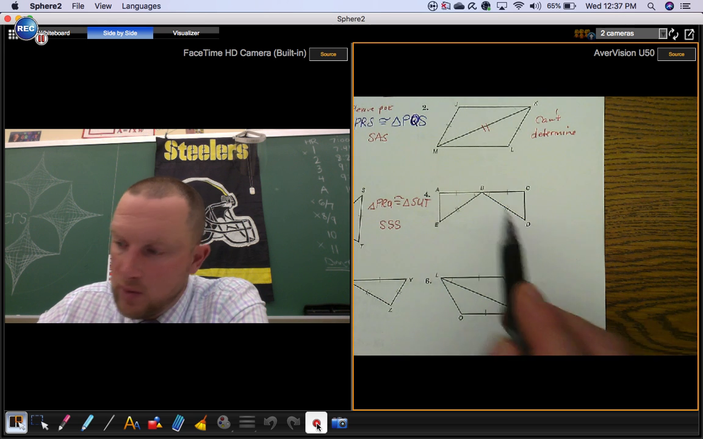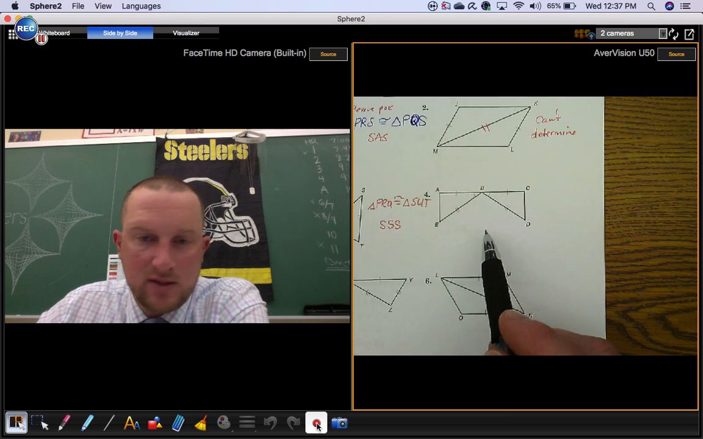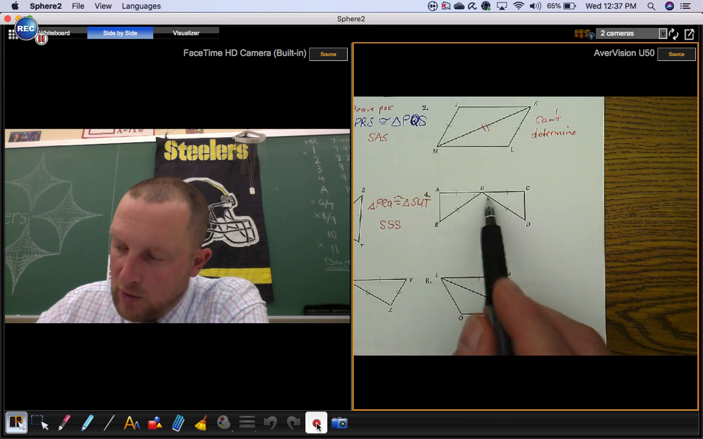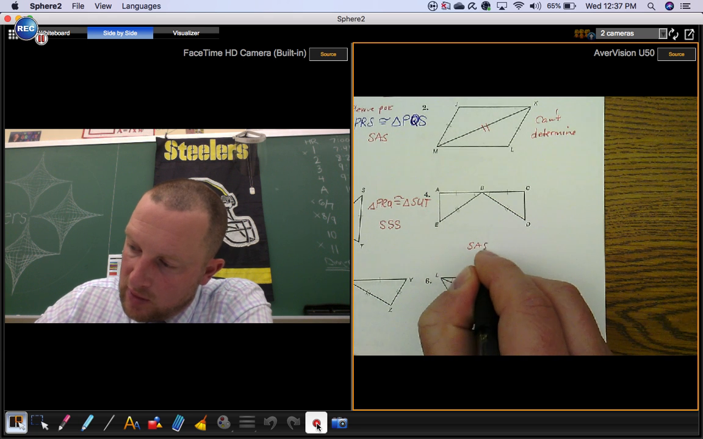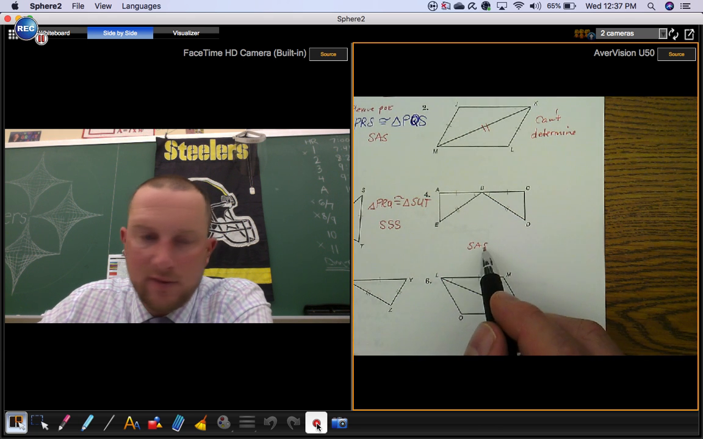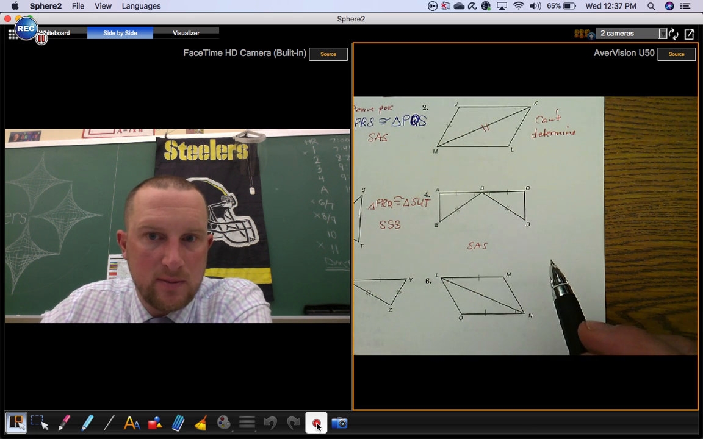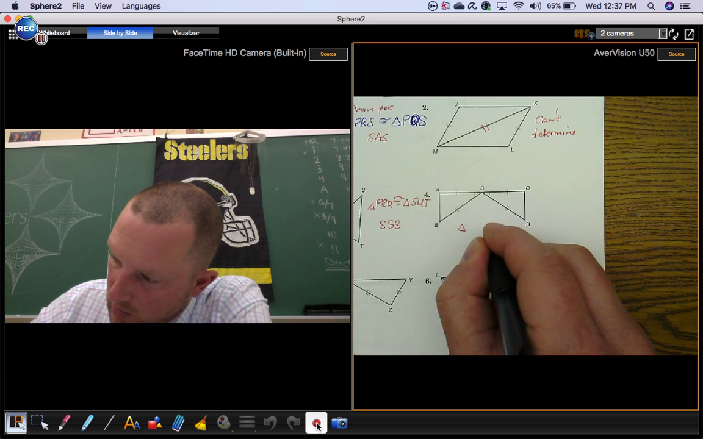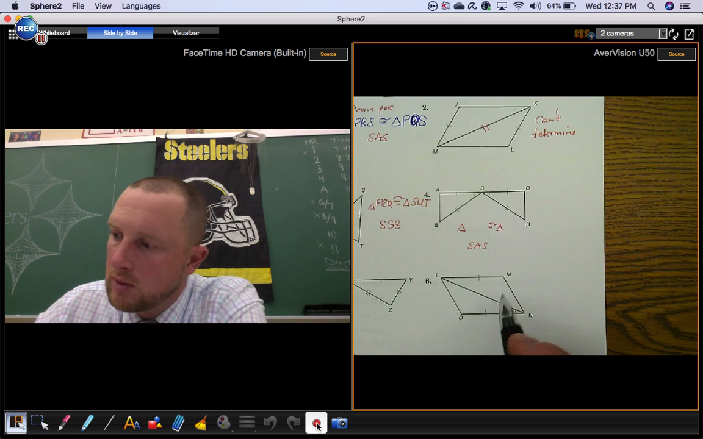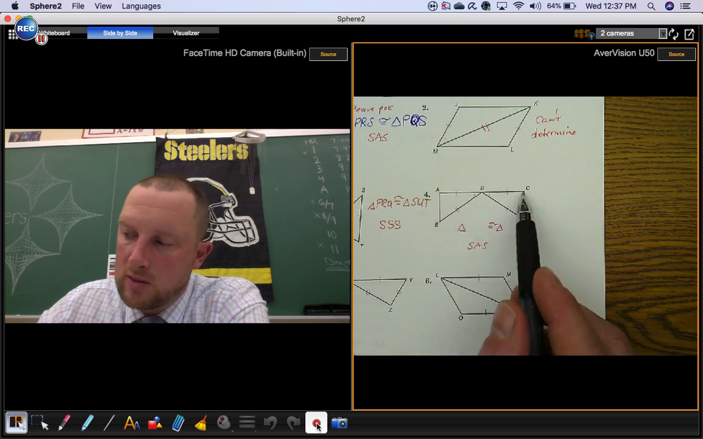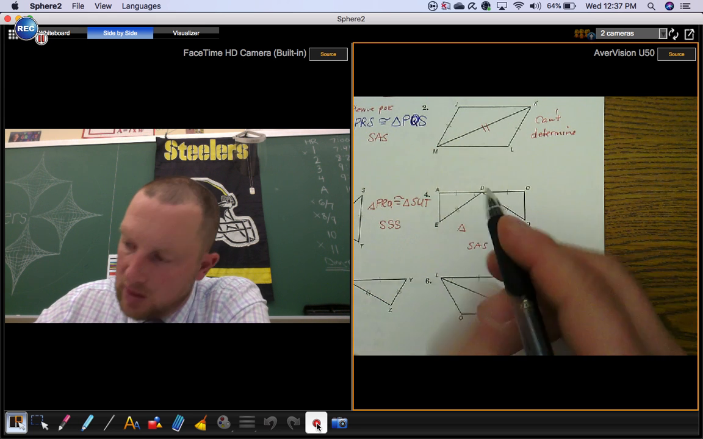Number 4, we have 2 pairs of congruent sides. We have 1 pair of congruent angles in between those congruent sides. So these are definitely congruent triangles by side angle side. Let's write the congruent statement. Triangle ABE is congruent to triangle CBD.